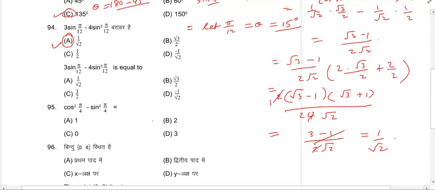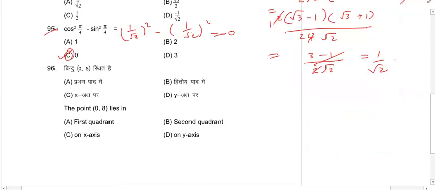Solving question number 95. Cos squared pi over 4 minus sine squared pi over 4. Pi is 180 degrees divided by 4, 45 degrees. So cos of 45 is 1 over root 2, squared, minus sine of 45 is 1 over root 2, squared. Answer is 0, C.